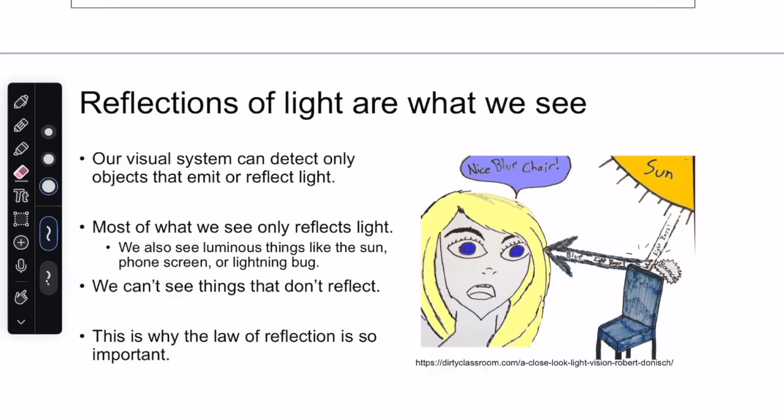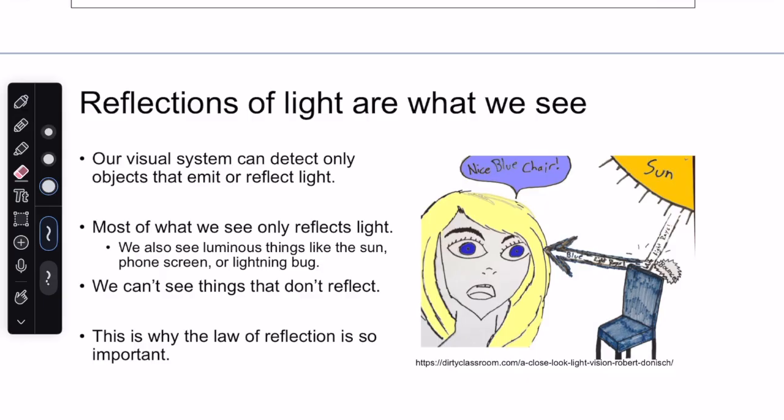But everything else, literally everything else, humans, chairs, trees, they're not creating light. They're reflecting it. They're reflecting it from the light source. So everything that we see, aside from light bulbs and the sun, is reflecting light, and that light ray is just ending up in your eye, okay? So we can't see things that aren't reflectors. And that's kind of the idea.